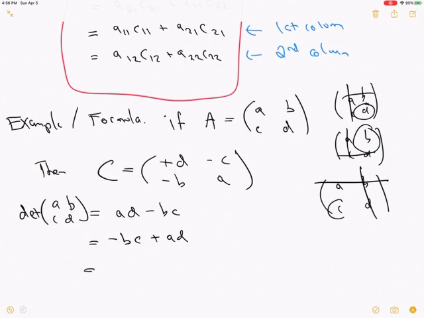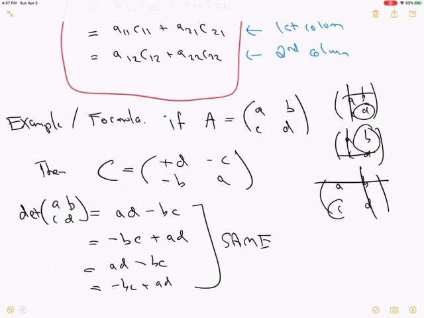Or if you go across the first column, then you get A times D, and then C times minus B. Or if you go across the second column, you get B times minus C, so minus BC, and you get AD. So of course these are all the same.